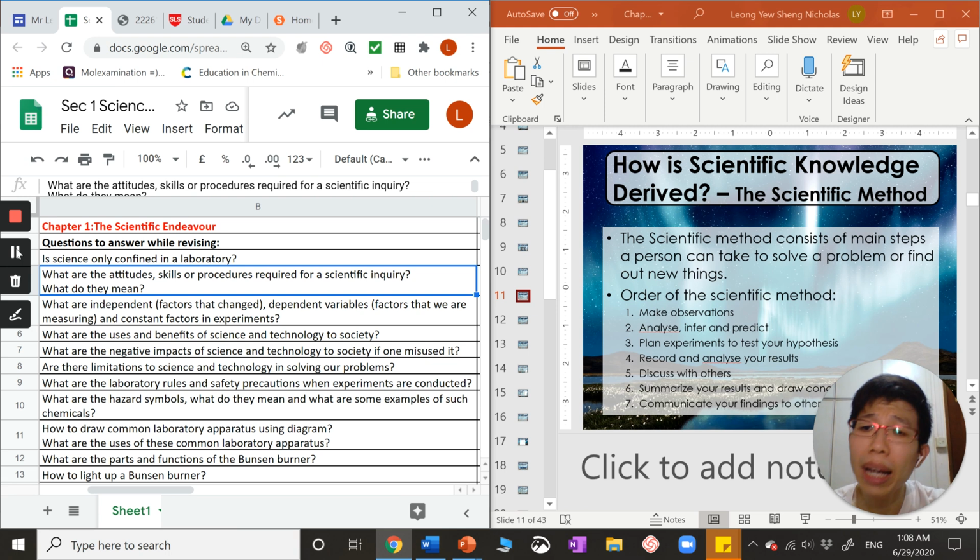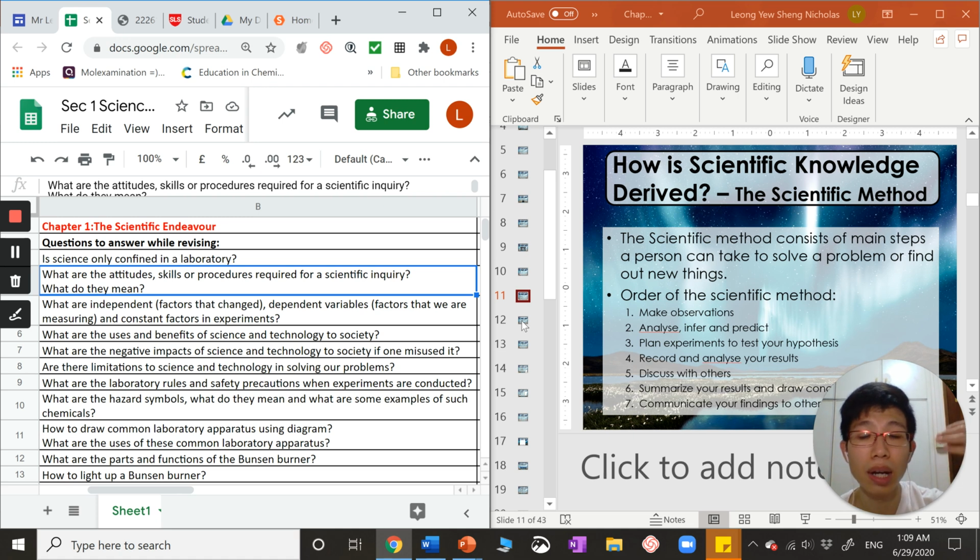Okay, so the next part will be what are independent, dependent variables and constant factor in experiment. To make it simple, independent variables are the things that you change at the start between two similar samples. And dependent variables are what you measure after you change one factor between the two samples. And constant factor just means these are the things that you need to keep constant so that you have a fair experiment. So this is what it means by independent, dependent, and constant factor.